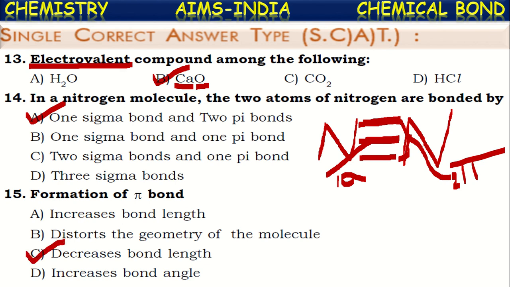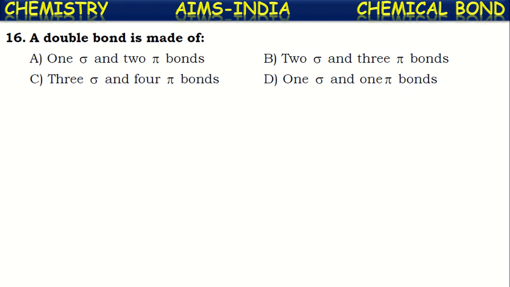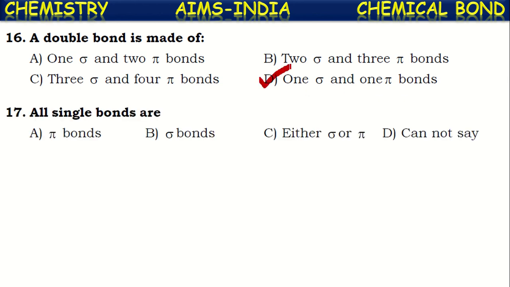Okay, next, a double bond is made up of. So any multiple bond will contain one sigma bond. The remaining will be pi bonds. So double bond means two bonds. Out of those two, one will be a sigma bond, the other one will be a pi bond. So here, one sigma and one pi bond.